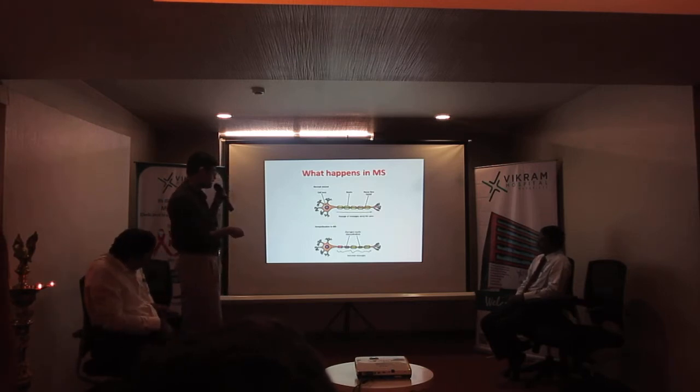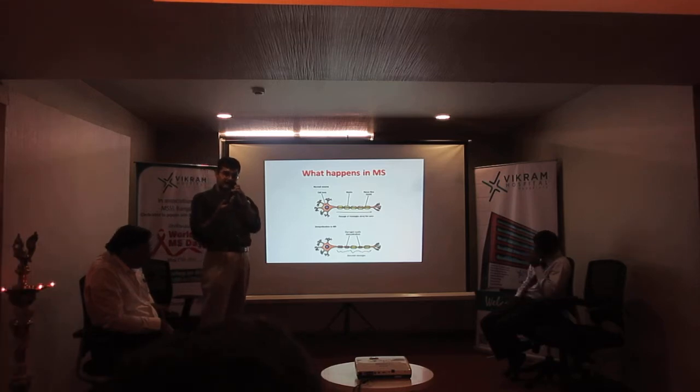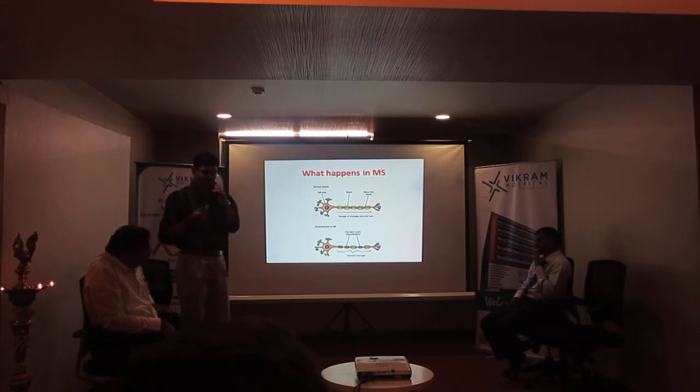In MS, this myelin gets damaged. As a result, the speed of the impulses gets slowed down significantly, and what should be reaching you in maybe 2 milliseconds will reach you in about 8 milliseconds, and as a result, the impulses get either obtunded or they get distorted, and as a result, you get the symptoms of MS.